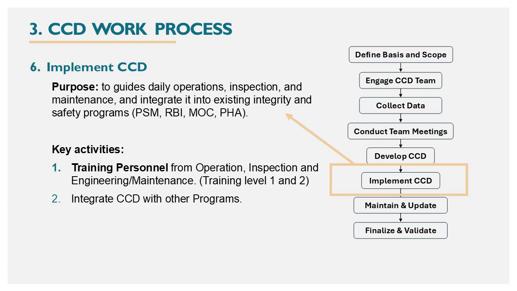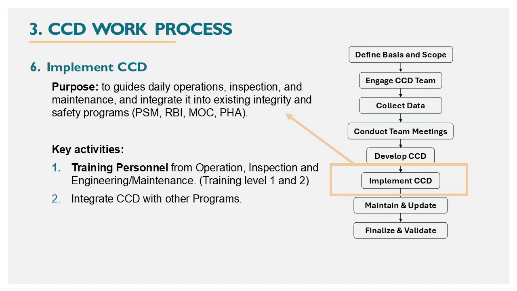Work process number 6 is implement CCD. The purpose of deploying the CCD is to actively guide daily operations, inspection, and maintenance, and to integrate it into existing integrity and safety programs: process safety management or PSM, risk-based inspection or RBI, management of change or MOC, and process hazards analysis or PHA. The key activities in implementing CCD are included.